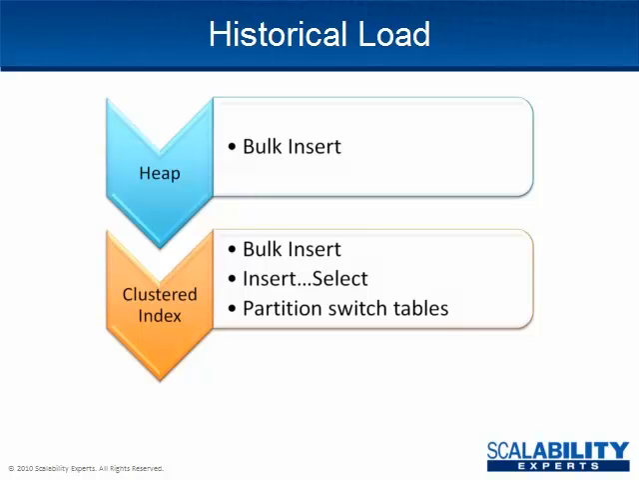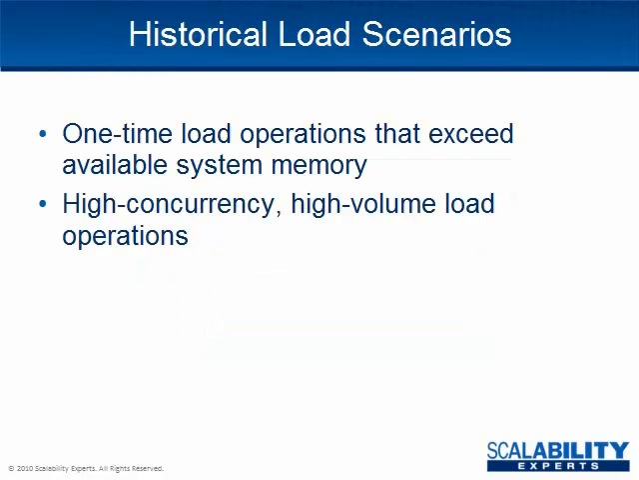So for historical loads, there are 2 main topics: bulk insert with a heap and bulk insert with a clustered index. The first one is probably the most common and fastest. Here are some workloads that we'll look at for historical one-time loads. These are going to be loads that exceed available system memory, so we want to keep these as fast as possible and avoid hits on TempDB. And these are loads that can take advantage of high concurrency and high volume load operations, BCP, bulk insert.